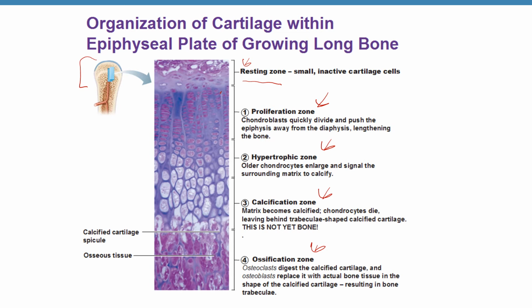And then in the proliferation zone, we have chondroblast, right? And these chondroblast cells start dividing. So they're dividing and they form columns of the lacunae, right? Chondroblast quickly divide and push the epiphysis away from the diaphysis, because that's epiphysis, and over there would be diaphysis. And that's what makes bone longer. In the hypertrophic zone, all the chondrocytes enlarge and signal the surrounding matrix to calcify.